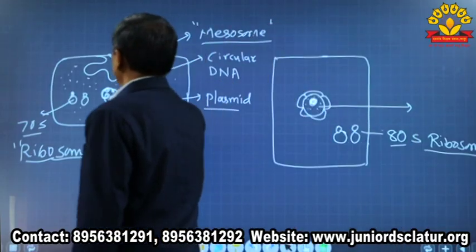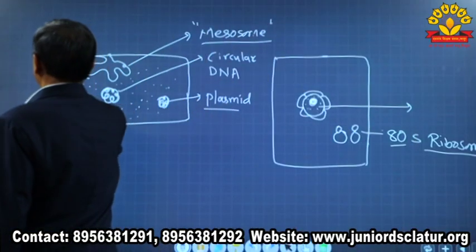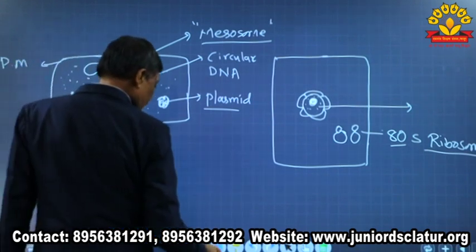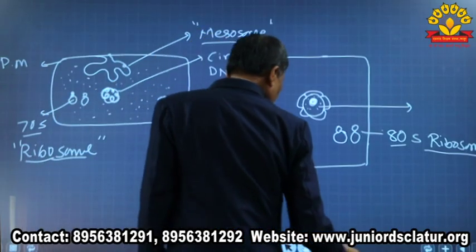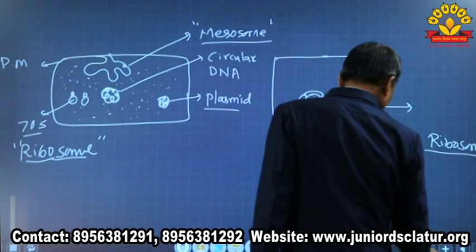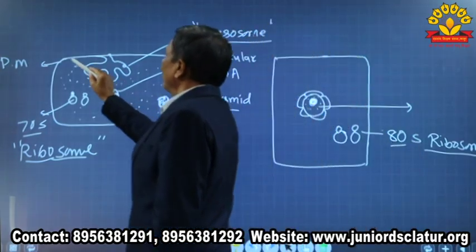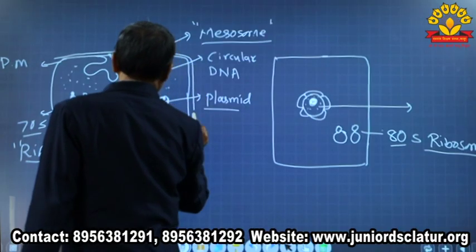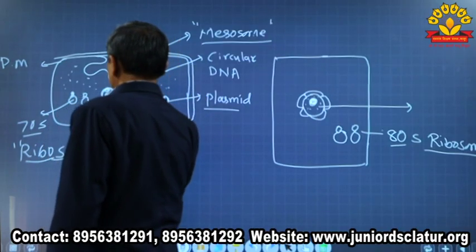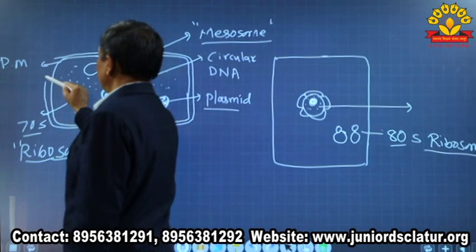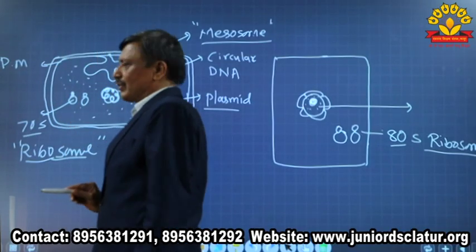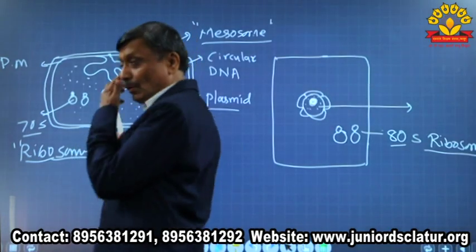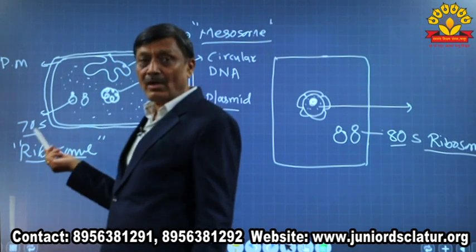The outer covering of the prokaryotic cell is made up of the plasma membrane. This plasma membrane is followed by the covering which is known as the cell wall. This cell wall is also found in the plant cell, and it is a non-living structure. The plasma membrane is a living structure, but the cell wall is a non-living structure. Vacuoles are also non-living structures.